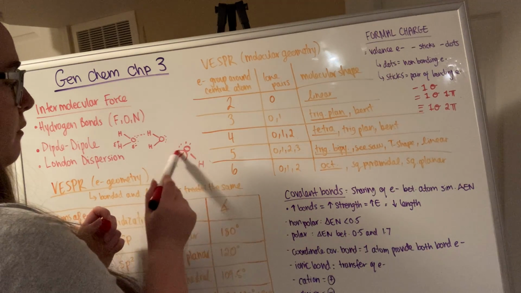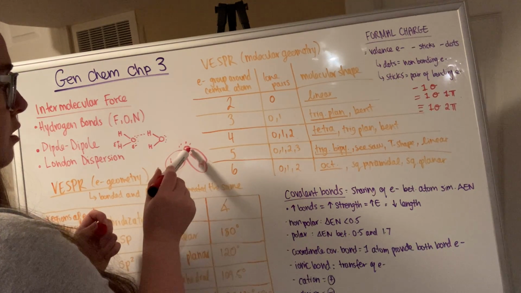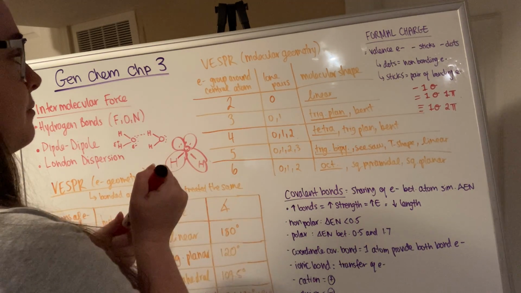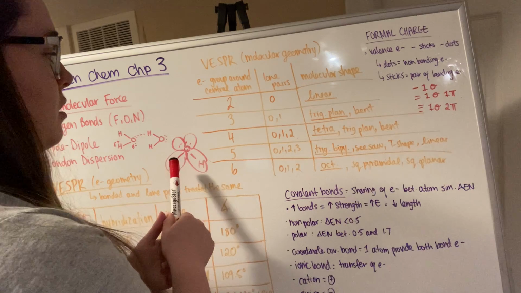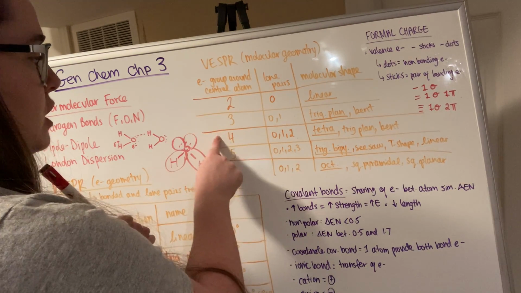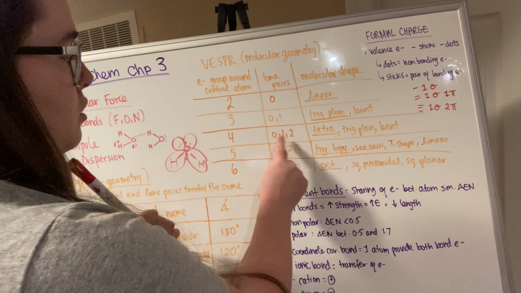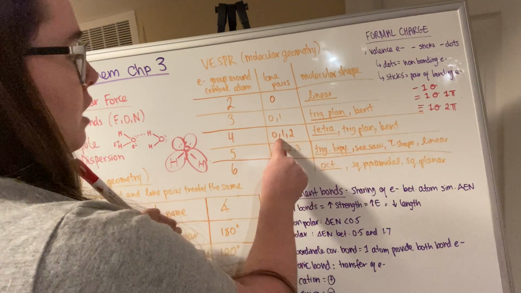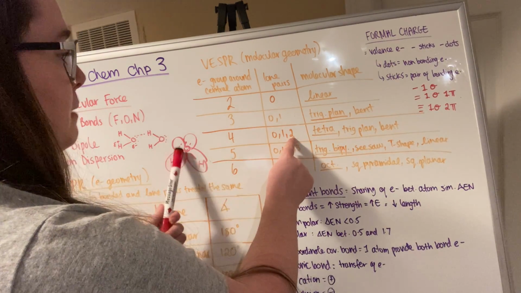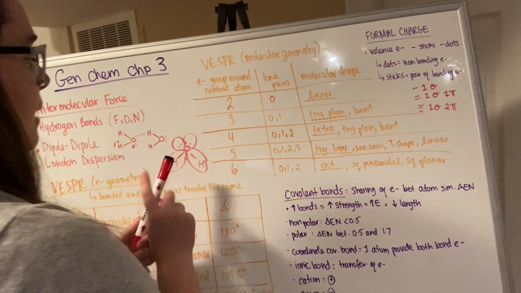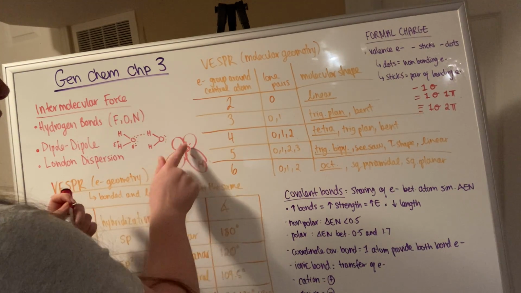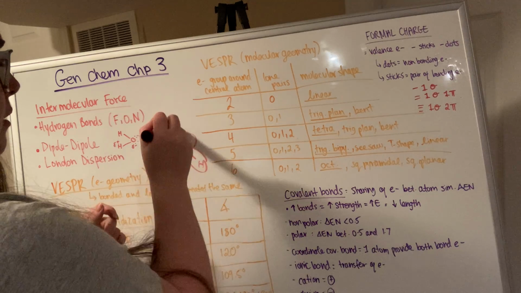So we have 4 regions technically of electrons, but we have 2 sets of lone pairs. So we have 4 regions, 2 lone pairs. If it had 0 lone pairs, it would be tetrahedral. If it had 1 lone pair, it would be trigonal pyramidal. If we had 2 lone pairs, which we have, we get bent. So H2O has bent geometry, and that's how you can tell that when you draw water, it needs to be drawn this way.